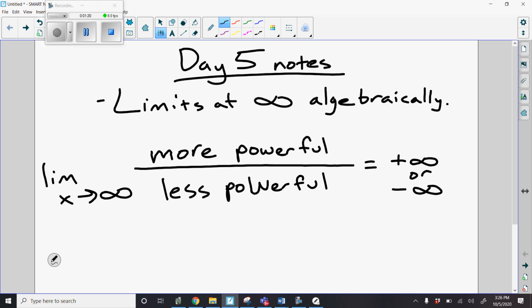Because again, when we're dividing two big numbers, if the top is much bigger than the bottom, we're going to end up with a big number, either a big positive number, infinity, or a big negative number, negative infinity. When we see the reverse, something less powerful divided by something more powerful, we're going to get 0.